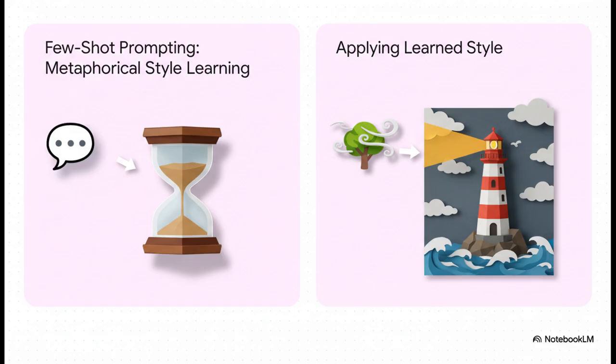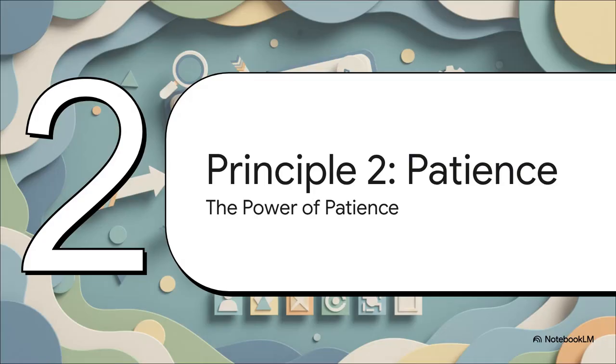It's amazing. Okay, so we've nailed clarity, but that's only half the battle. Now we need to talk about our second big principle: patience. The idea here is really simple. You have to give the model time to think. Just like us, if you rush an AI with a complex problem, it's way more likely to mess up.